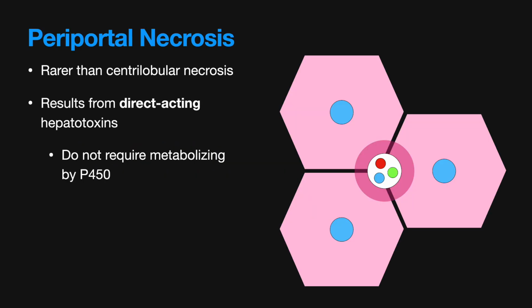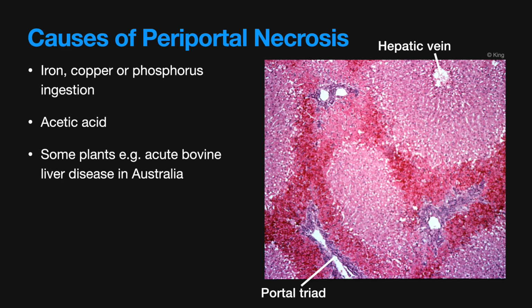Periportal necrosis is rarer than centrilobular necrosis, and it results from direct-acting hepatotoxins coming from the digestive tract that do not require metabolism by P450 to be toxic. Potential causes of periportal necrosis include ingestion of metals like iron, copper, or phosphorus, ingestion of acetic acid, and ingestion of some plant species. For example, periportal necrosis is associated with acute bovine liver disease in Australia, which occurs due to consumption of grasses like dog's tail grass.